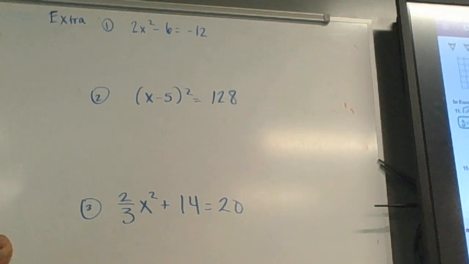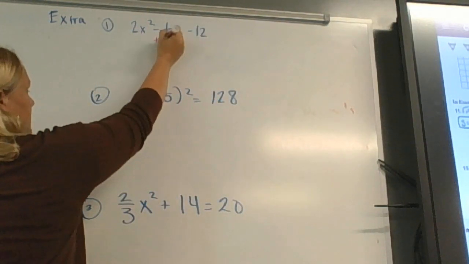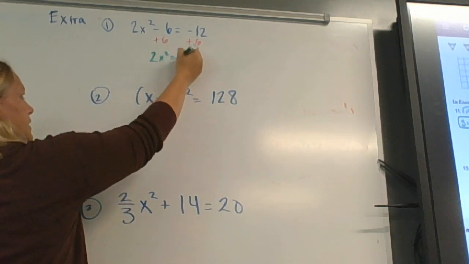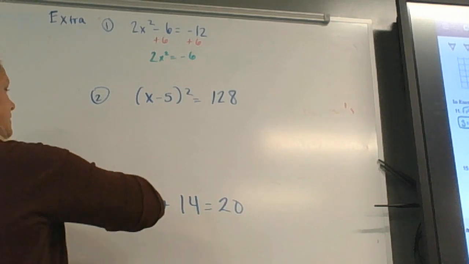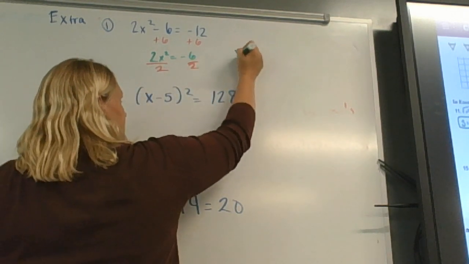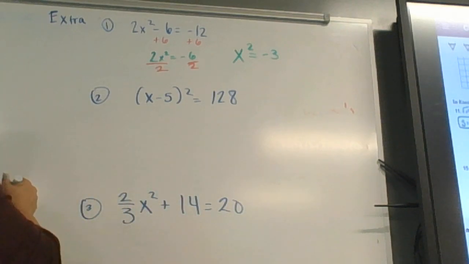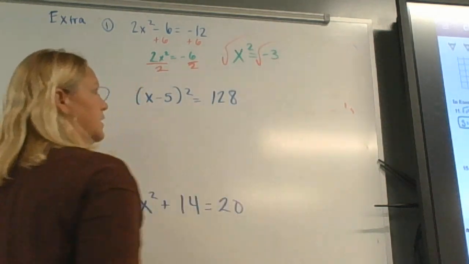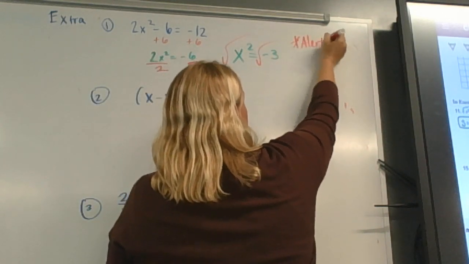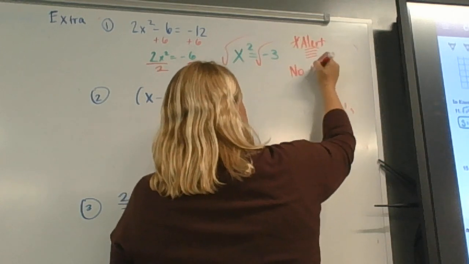You did it. All right, number one here. First thing I would do here is add six. And I would get 2x squared equals negative 6. Divide by 2, and I would get x squared is negative 3. Take the square root. And then right then and there, an alert goes off in my mind. Alert. Don't do it. No real solution.